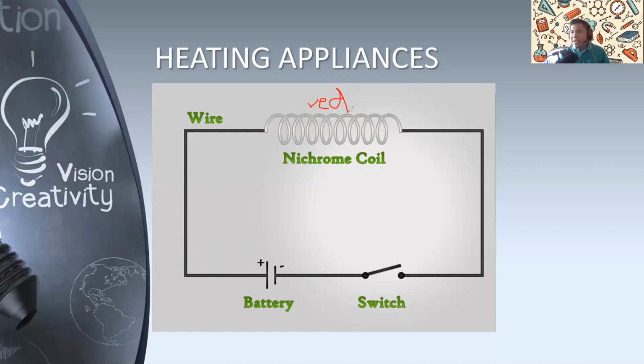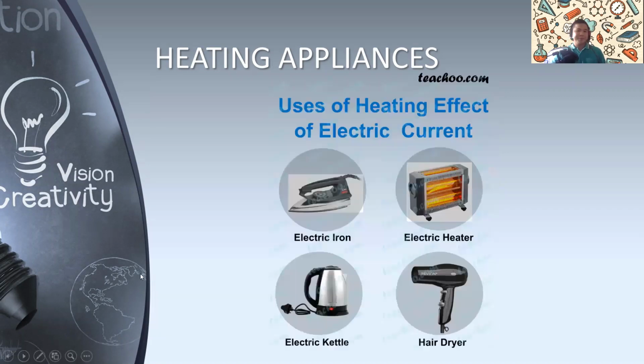Why are we making something hot? It's already very hot in Thailand. Yes, you're correct. But we have a lot of appliances that we use heating for. For example, we got the electric iron, the electrical heater, and the electrical kettle.